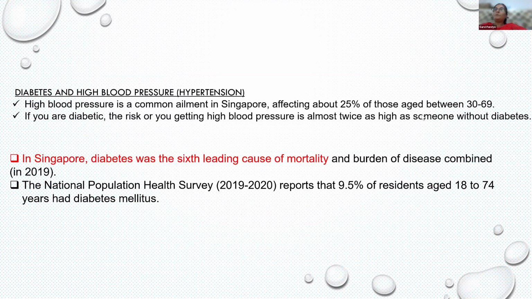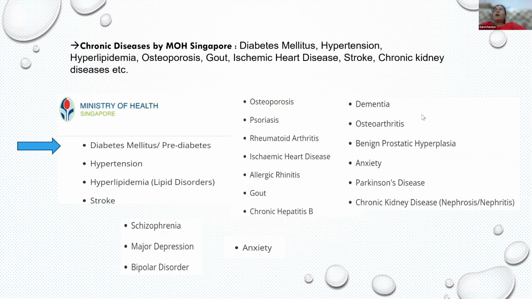Diabetes is the sixth leading cause of mortality in Singapore, and it has a huge burden in our country. Around 10% of residents aged 18 to 74 years have diabetes. Diabetes is defined as one of the chronic diseases by the Ministry of Health, and these are the chronic diseases included in our Ministry of Health list, and diabetes is one of them.